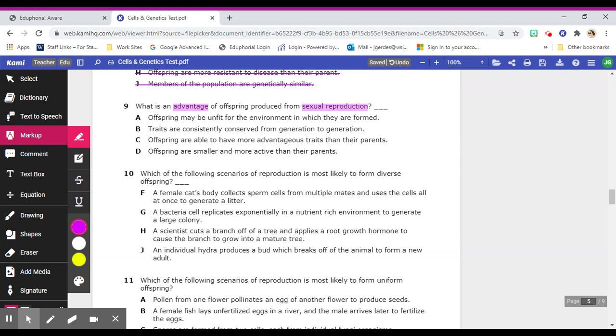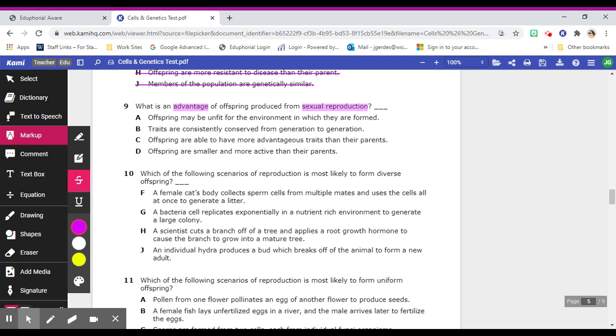Offspring may be unfit for the environment in which they are formed. Okay, that is true. They may be, but is that an advantage? I don't know. So I'm going to skip that one. B, traits are consistently conserved from generation to generation. Okay, I'm not really sure what that's saying, so I'm going to skip that one too for now. Offspring are able to have more advantageous traits than their parents. That could be true. We've talked about survival of the fittest and adaptations, so that definitely could be true.